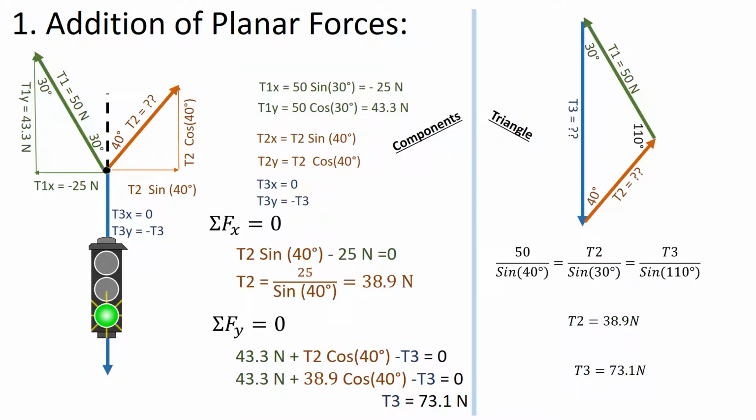Wrapping up this first standard problem, let's compare the amount of work that is required in solving this with the method of components, where you add everything in x and y components, with the triangle method. So remember, for the components method, you first have to split everything into x and y components, and then after you have everything split together, add everything in the x direction, add everything in the y direction. So it ends up being kind of a long and involved process.